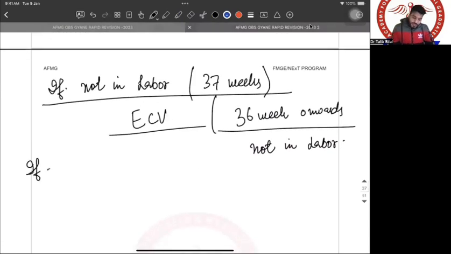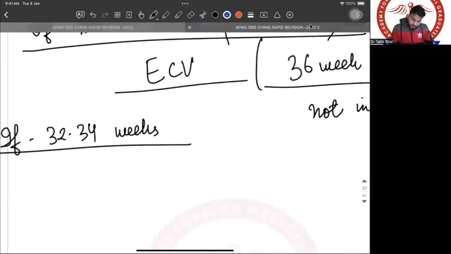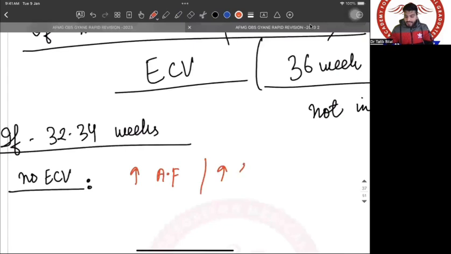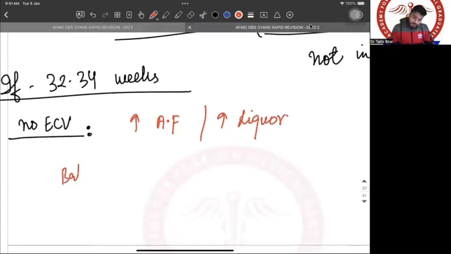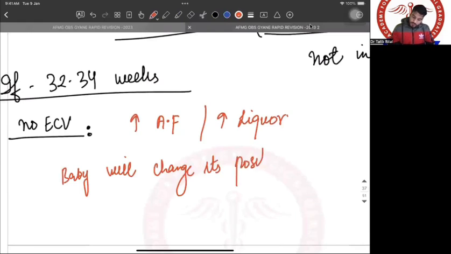If a breech presentation comes at 32 to 34 weeks, okay guys, then no external cephalic version, because there is increased amniotic fluid, or increased liquor, and the baby will change its prior position. Baby will change its position.